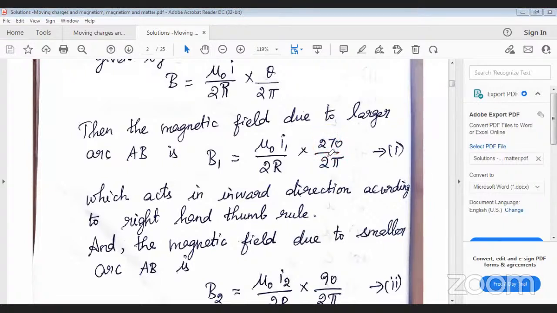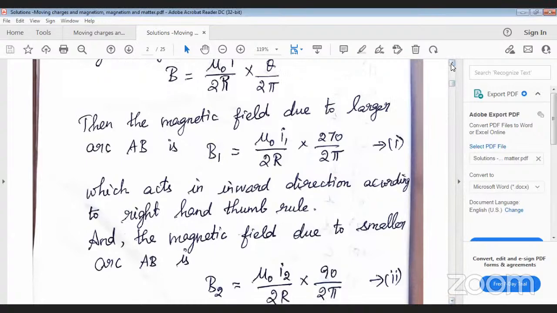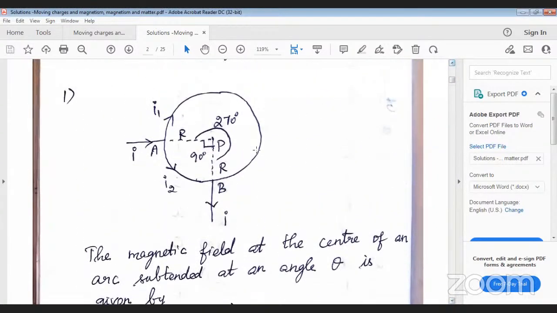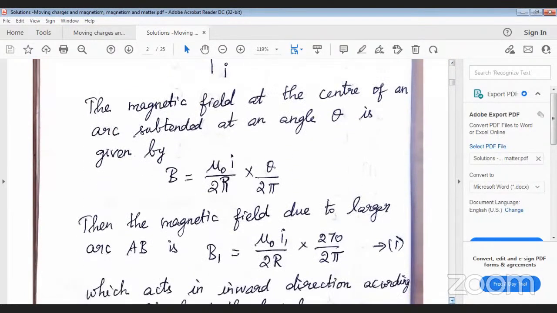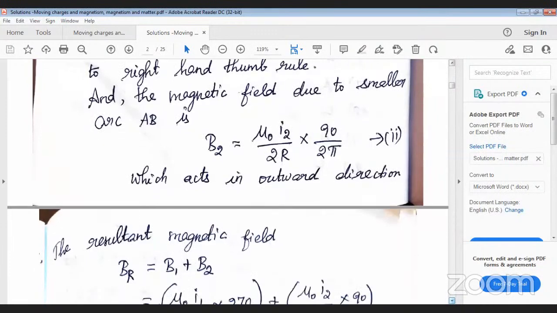As you can see from the direction of the current flowing through the arc, this magnetic field should act in the inward direction, according to the right hand thumb rule. Then the magnetic field due to the smaller arc: the smaller arc subtends an angle of 90 degrees, so we substitute 90 instead of theta. That is B2 equals mu naught I2 by 2R into 90 by 2 pi.